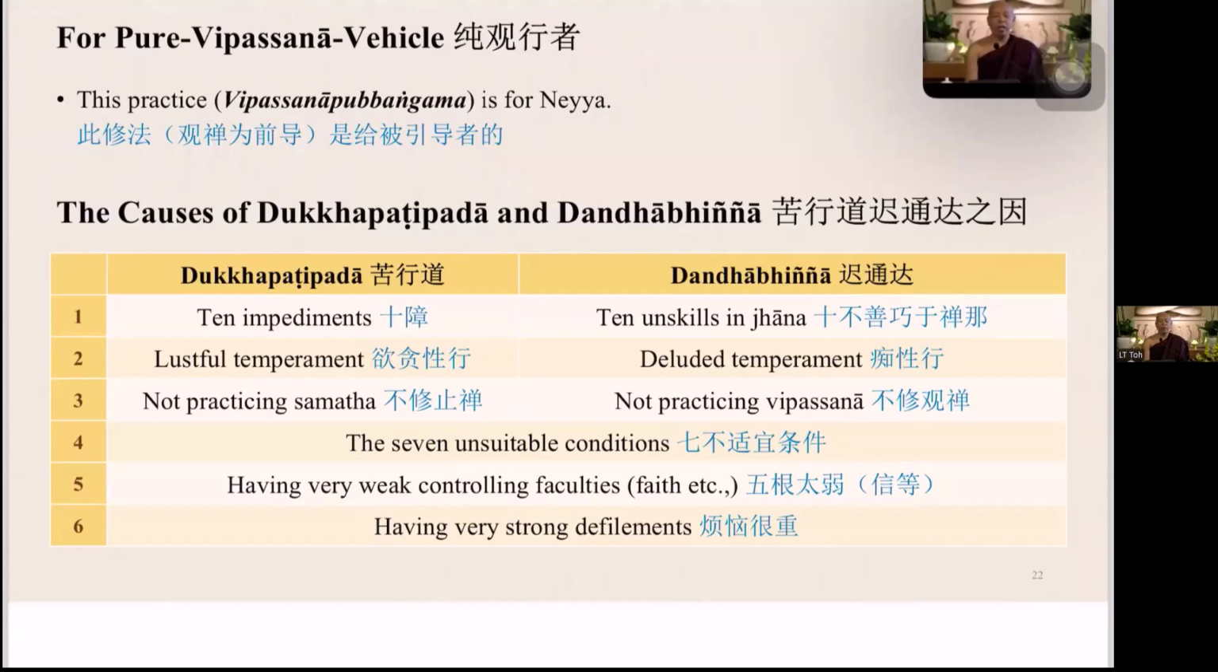Then after that, actually 4, 5, 6 will be the same as the next group, right? 7 unsuitable conditions. So here I should introduce a little bit more about the 7 unsuitable conditions. For example, living place. If it's too hot, then we cannot meditate well. If too cold also, we cannot meditate well.